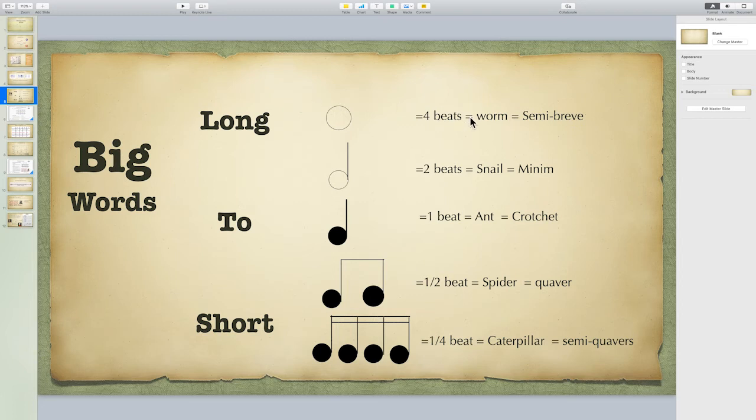We've got what I've called worm, which is just a little circle which is not coloured in. And if you see a circle just on its own, not coloured in, then that is called a worm. And if you see a worm but with a stick, like that, then that's worth 2 beats. And that's called a snail. Snail. It kind of almost has 2 parts to it, doesn't it? Snail. So worm is worth 4 beats. So it would go worm.